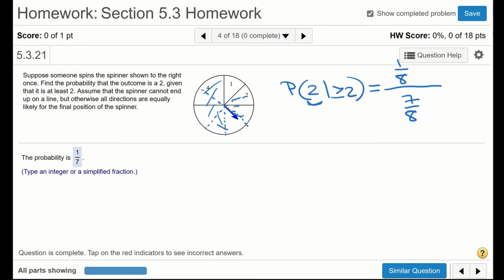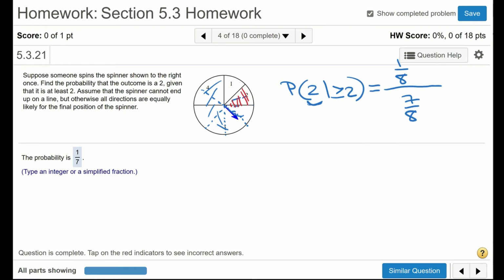of the entire circle. So we want to know the ratio of 1/8 to 7/8. In other words, this area that I'll go ahead and shade in red, divided by the total area that we first shaded in blue. So 1/8 divided by 7/8, that will be the probability that it's going to be landing on a 2, given that the outcome is 2 or higher, right?